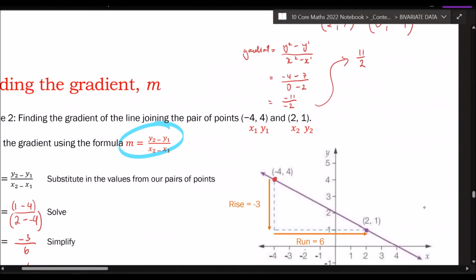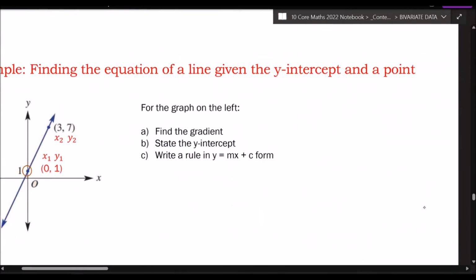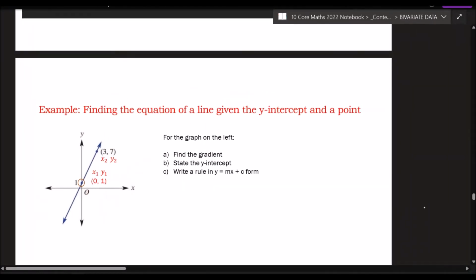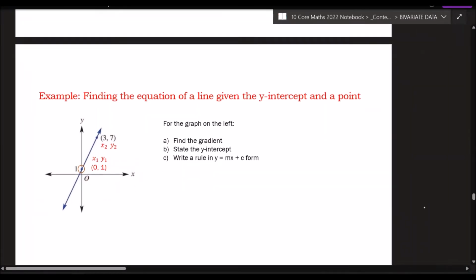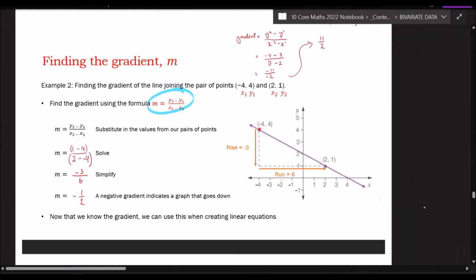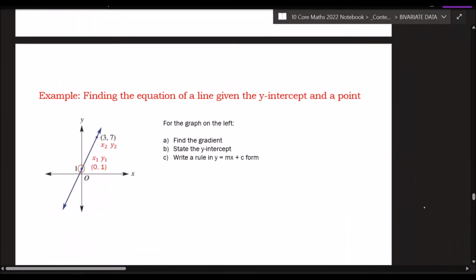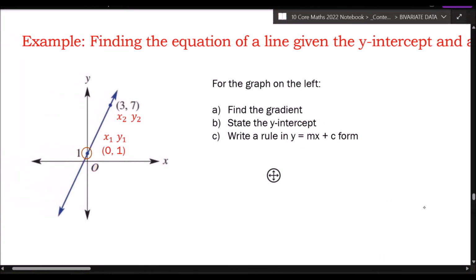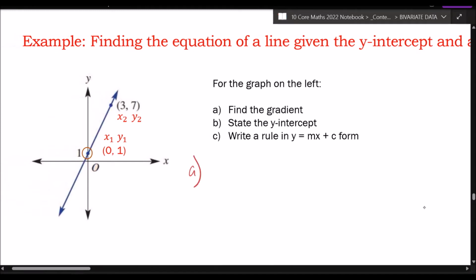Now, the other thing we need to learn is finding the formula and putting everything together. From this, we need to find the gradient, find the y-intercept, and then give the rule in the y equals mx plus c form. So part A, let's find the gradient.